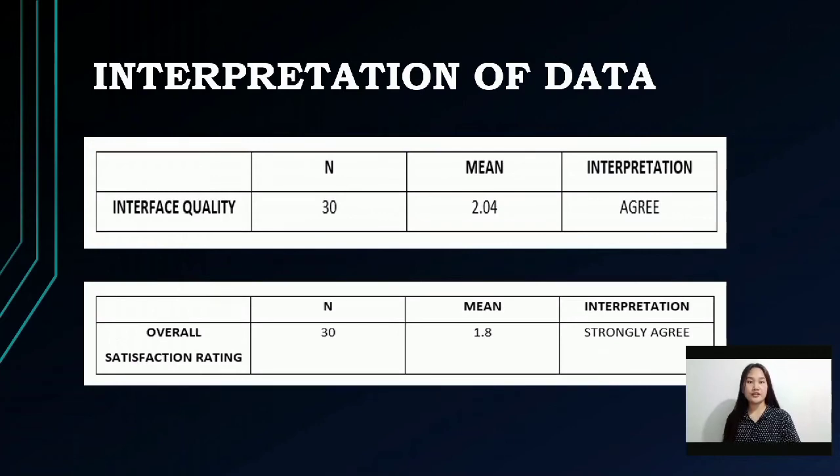Next, for our interface quality, the main result is 2.04, interpreted as green. The result shows that the system's interface is viable, and it also suggests that there's a need for improvement in its quality. And lastly, for our overall satisfaction rating, the main result is 1.8, interpreted as strongly agreed. This means that the respondents are satisfied with the overall performance, quality, and usability of the system.